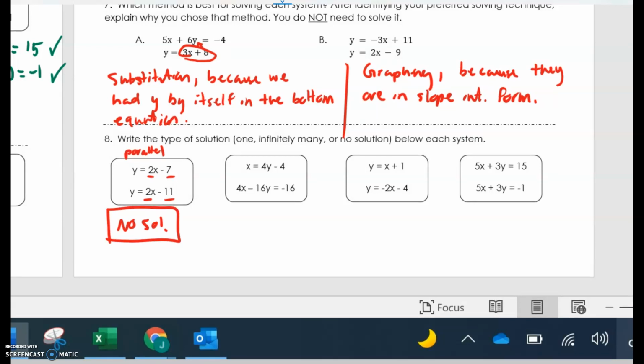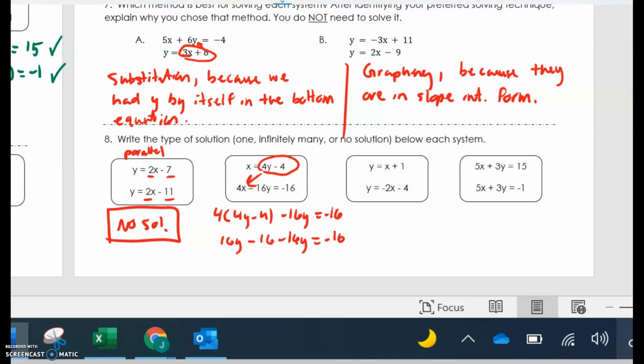All right, now the next one's kind of hard to tell at first. I could rearrange it, and that might make it easy. But for me, I'm just going to plug it in and see what happens, and then from there, I'll determine what type of solution it is. So if I plug 4y minus 4 in for x, I've got 4 times 4y minus 4 minus 16y equals negative 16. If I distribute, I get 16y minus 16 minus 16y is equal to negative 16.